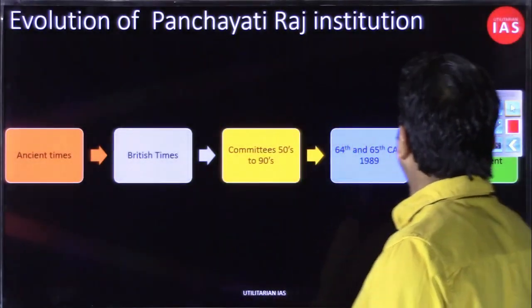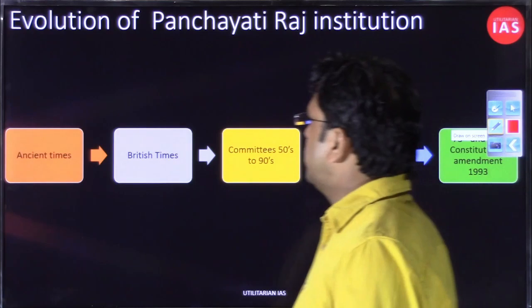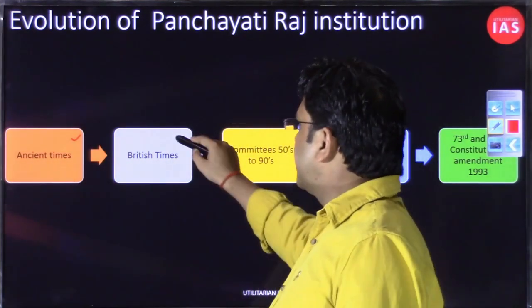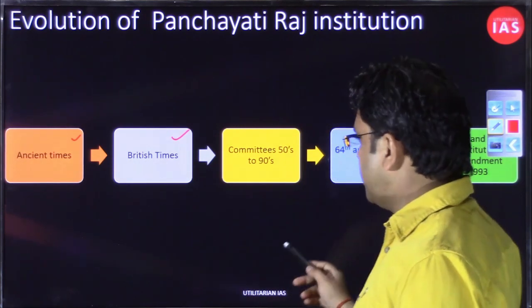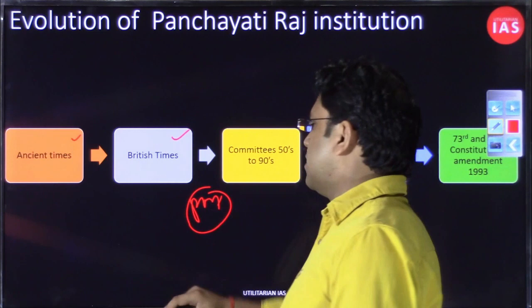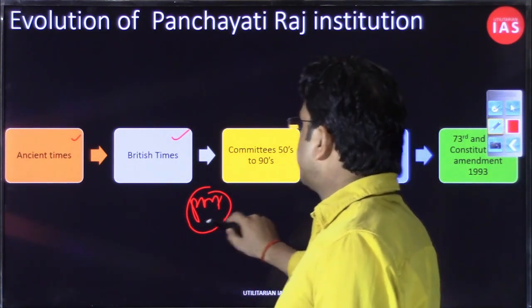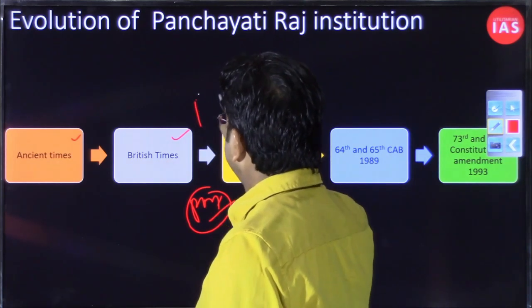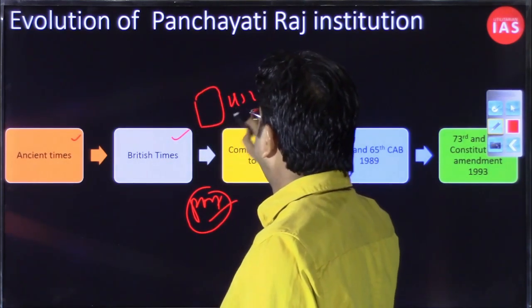Let us move to the next slide and let us discuss those committees. So the status of Panchayat in the ancient time would be clear, and British time we have discussed. Now we are directly jumping to the situation of these institutions, or Panchayati Raj, post independence. So see, your Constitution had been operationalized in 1950, right?